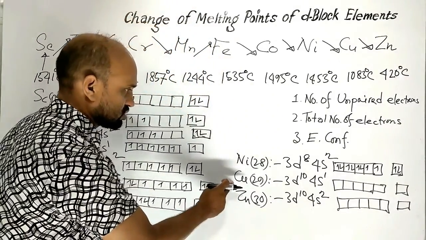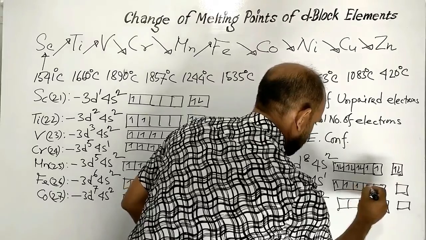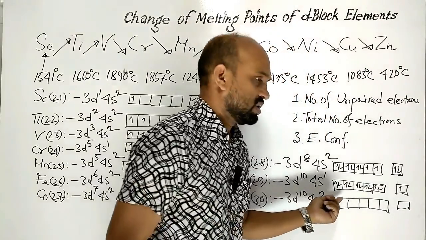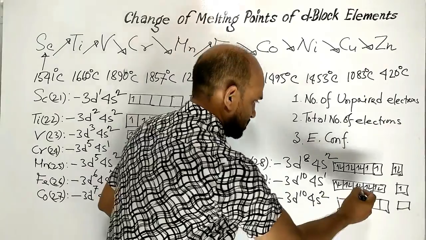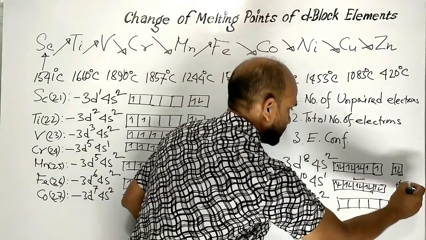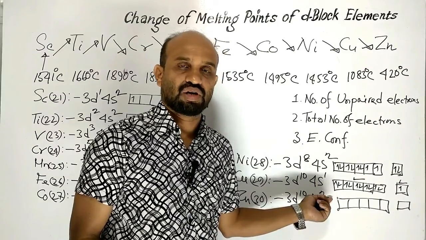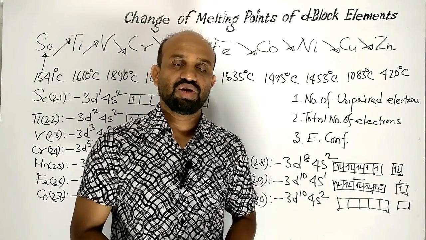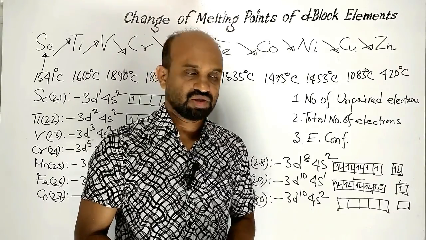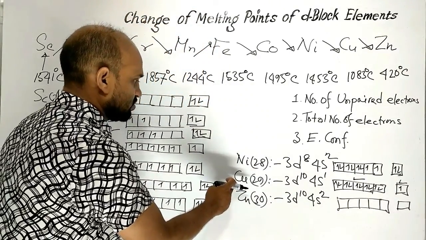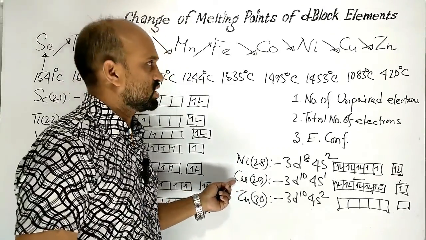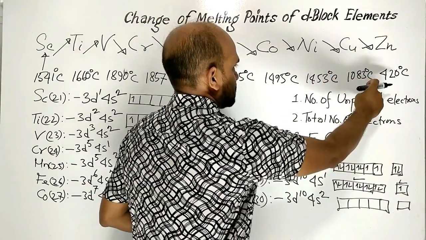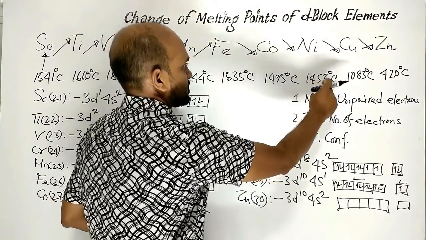Now let's see about copper. 10 electrons, 1 2 3 4 5 6 7 8 9 10. Here 1 electron. In the case of copper, the d orbital is fully filled and the s orbital is half filled. So it's a stable electronic configuration. Because of its stable electronic configuration, these electrons are not willing to form metallic bonds. That is why in the case of copper, the metallic bond becomes weaker, and that is why the melting point of copper is 1083 degrees Celsius, which decreases from nickel's 1453 degrees Celsius.